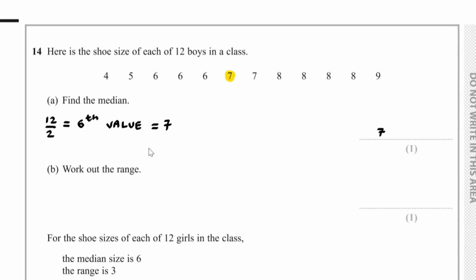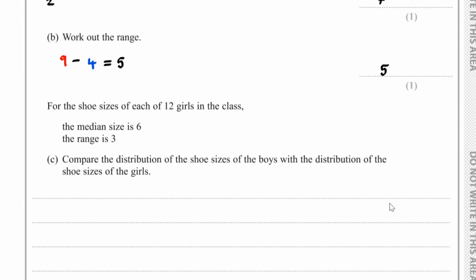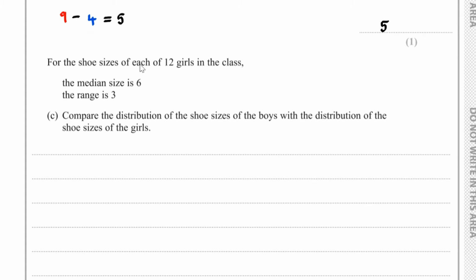Then we have to work out the range. Well, that's equal to the biggest number, 9, subtract the smallest number, which is 4. The range is equal to 5. Then, for the shoe sizes of each of the 12 girls in the class, the median size is 6 and the range is 3. We have to compare the distribution of the shoe sizes of the boys with the distribution of the shoe sizes of the girls.